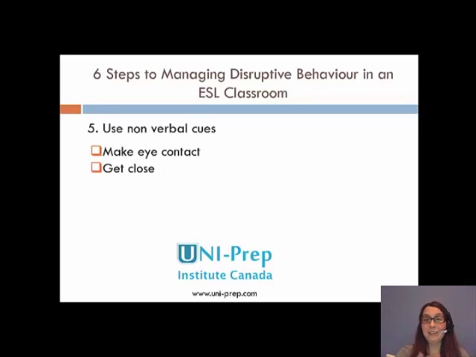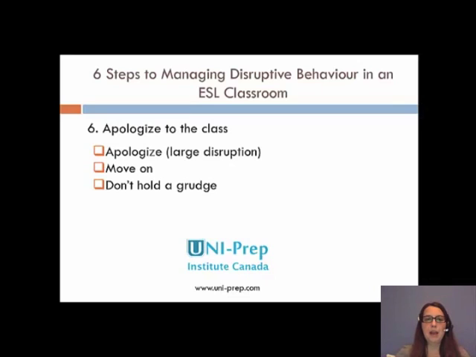One thing that I like to do is I like to move around the classroom when I'm teaching, so I usually try to get close to the student who's being disruptive or maybe texting on their phone or is not paying attention in general, and I like to get their attention that way just by getting close to them, standing beside them. It usually helps them to notice that maybe their behavior is a little bit disruptive and they need to stop. And the last step would be to apologize for the class.